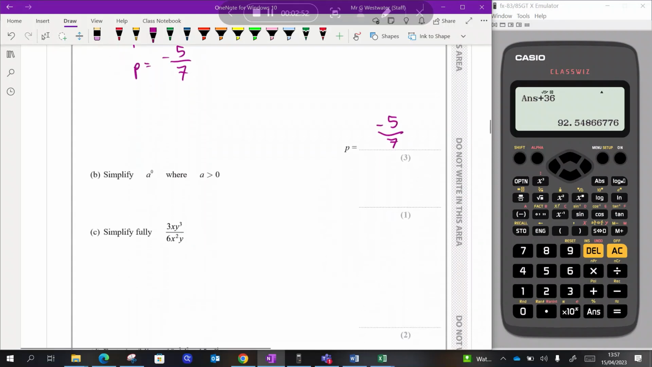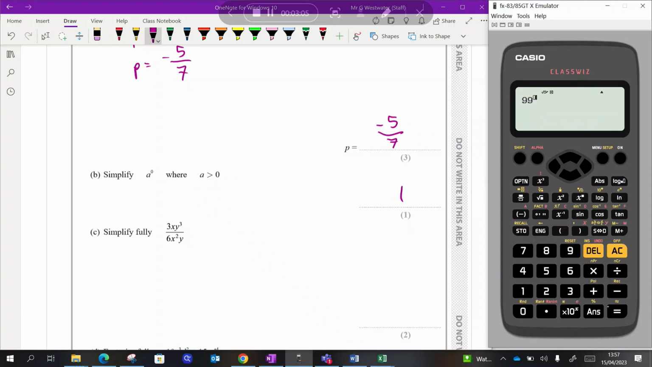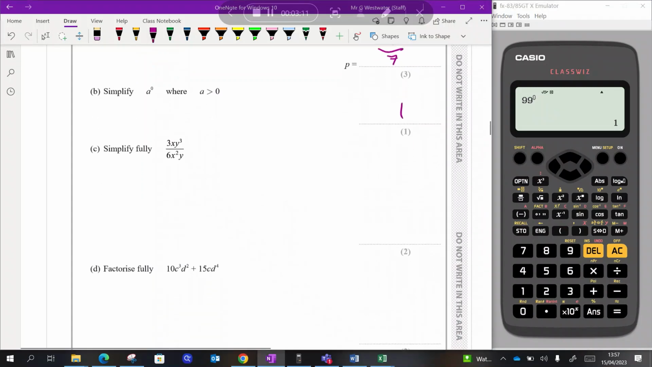Okay. Part B. Simplify a to the power of 0. Anything to the power of 0 is 1. You can do that on your calculator. 99 to the power of 0 equals 1. If you weren't sure, just pick a number. It will always give you 1 as an output.